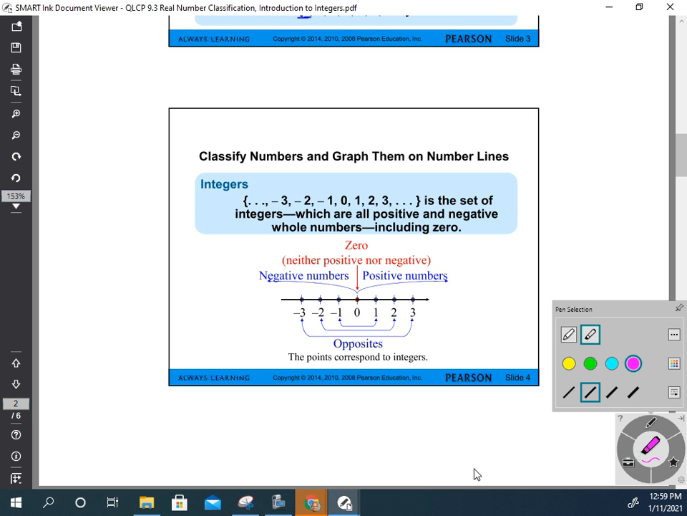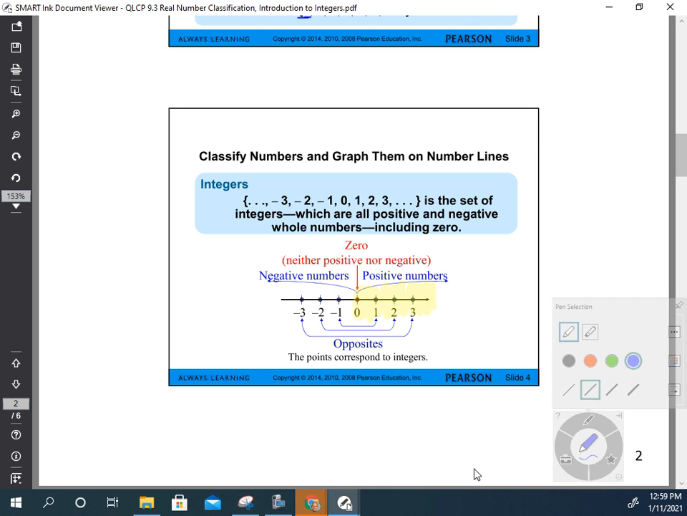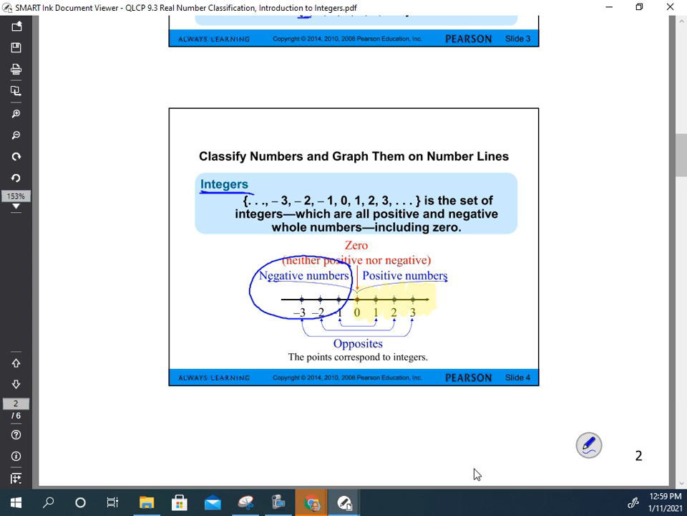So we have all the numbers on the right-hand side of the number line. But just as you have positive numbers, you also have negative numbers. So once you bring in all the negative numbers, that's what gives you integers.